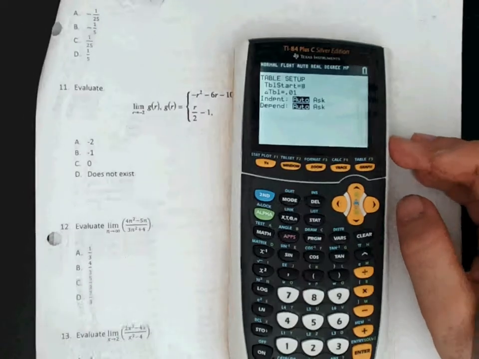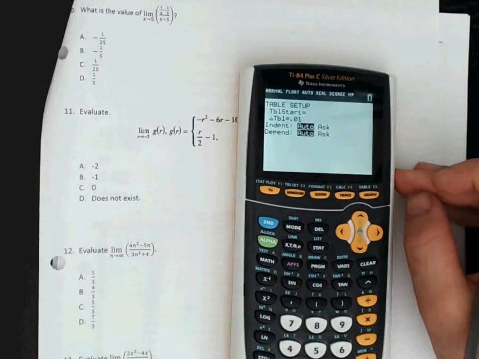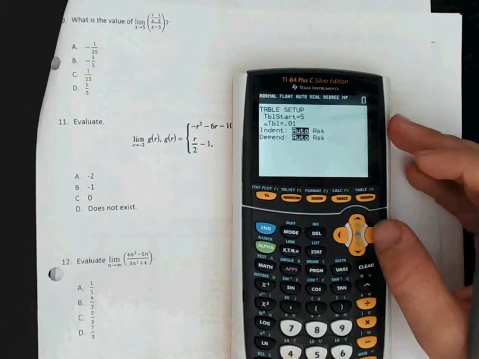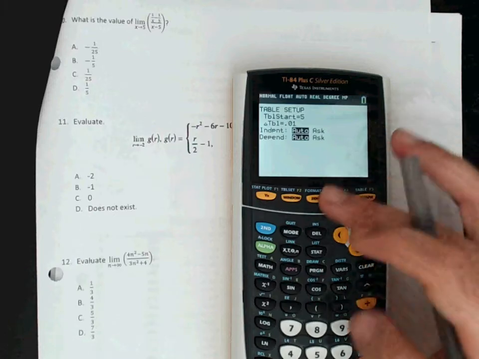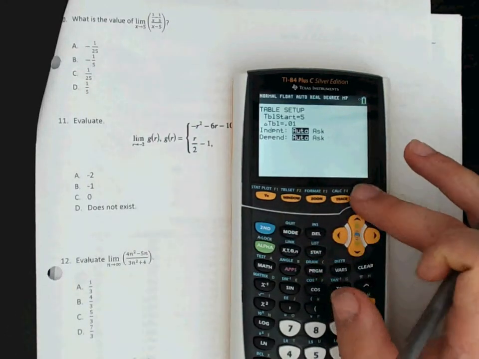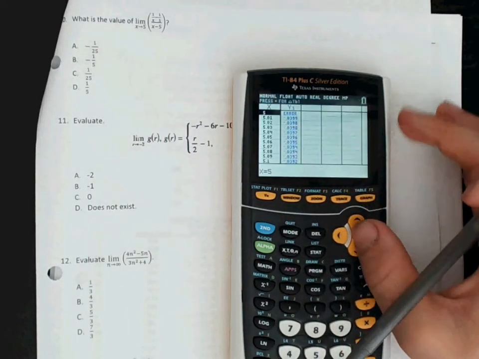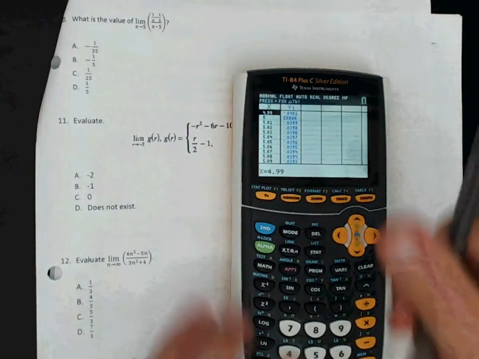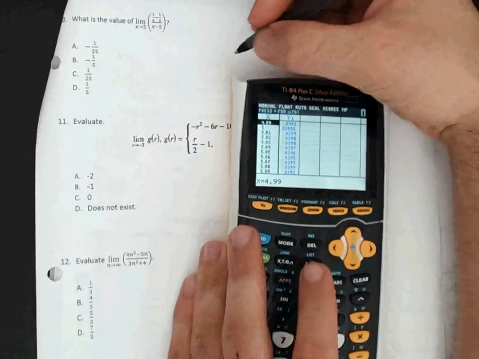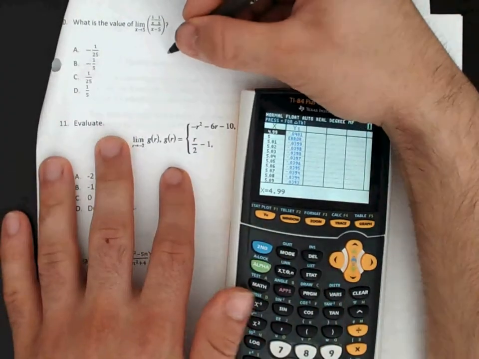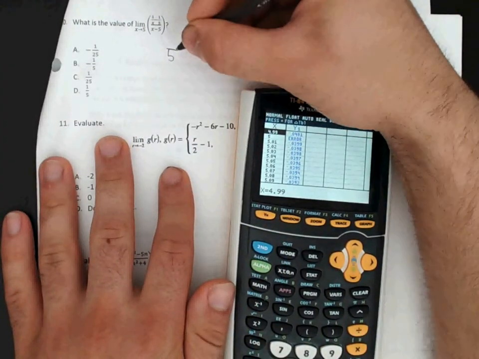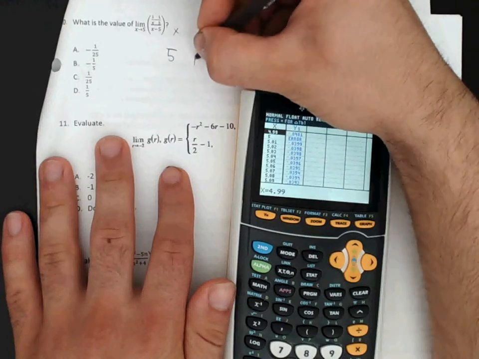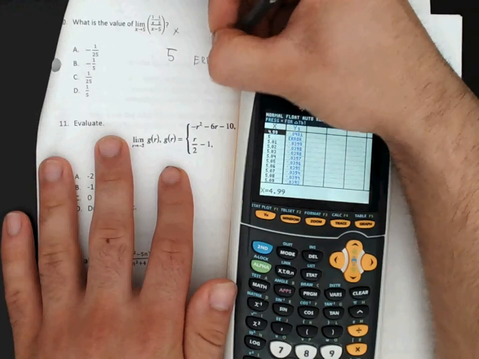So now we're going to have our table start at x approaches 5. Our delta table is going to be 0.01, and we graph it. So as x approaches 5, while at 5 we have an error, so this function doesn't exist while x equals 5.